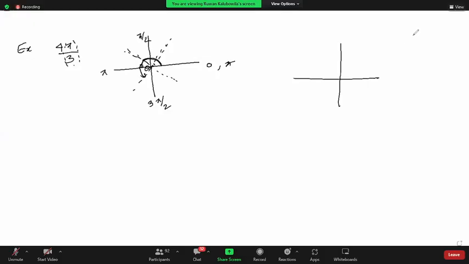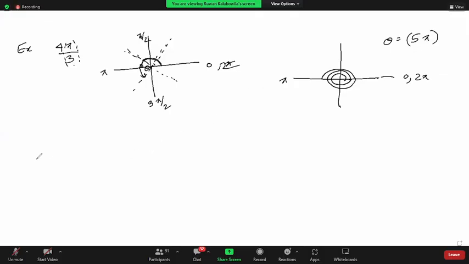If someone asks, please mark 5π over 3 times, how to do it: 0, π over 2, π, 3π over 2, 2π, like that. So starting from here, you have to mark π over 2, π, 3π over 2, 2π. So this is the angle. If the angle is positive, that is why we are rotating counterclockwise.